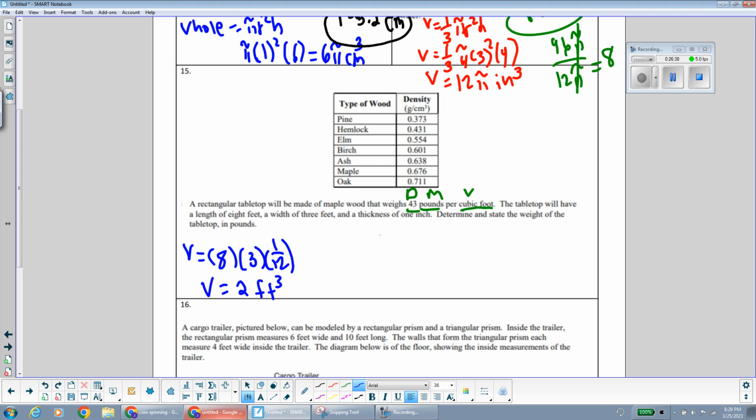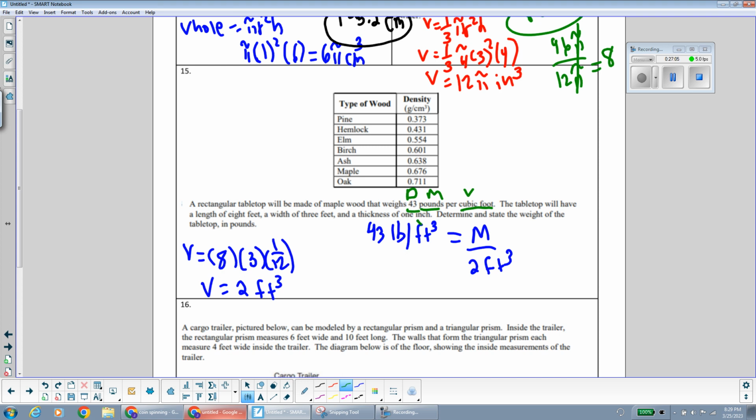So let me plug into my density formula. So density equals mass over volume. So we have 43 pounds per cubic foot. And we are looking for the weight, so we're looking for the mass. And now we have the volume. The volume is 2 cubic feet. So great, our volume units are the same, no more conversions needed.